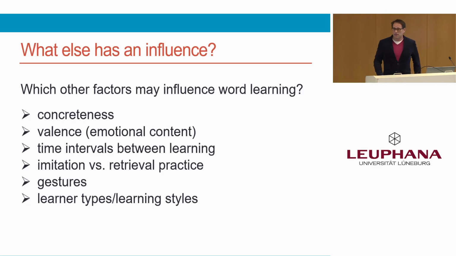So I'll move to other factors that may actually influence how you learn words in your L2. One of these is concreteness. The other is valence, so emotional content. That means whether something's positive, negative, or neutral. Then the time intervals between learning. Imitation versus retrieval practice. That is possibly something I'll go into detail more. Then using gestures to support learning. And finally, learner types or learning styles. It's an assortment that I've sort of picked from the field of papers that I've found. There are possibly many other factors that come into play too.